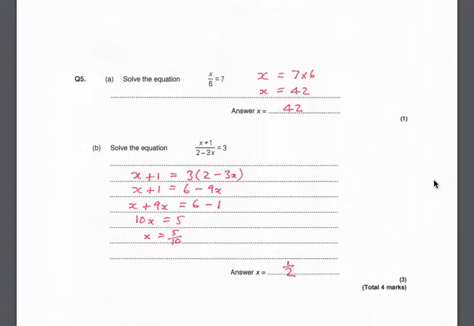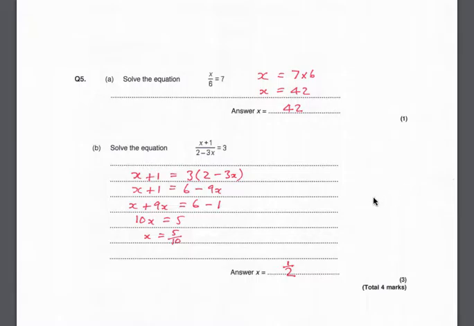Question 5. Solve the equation x divided by 6 equals 7. So here we just multiply the equation through by 6, we get x equals 7 times 6, so x is 42. Next one's got an algebraic fraction involved.